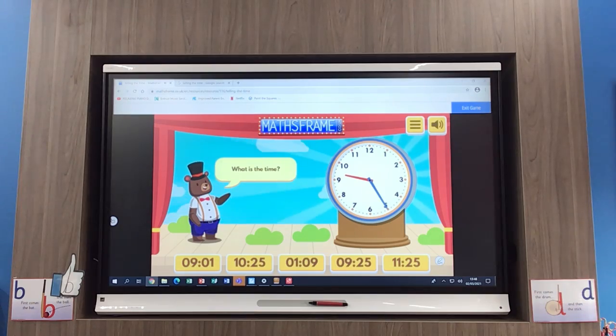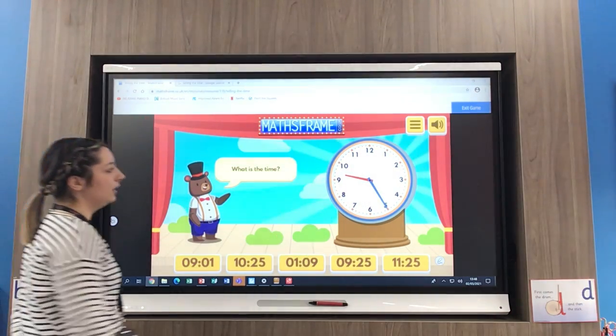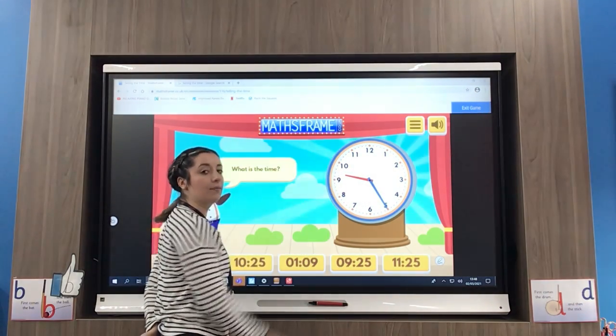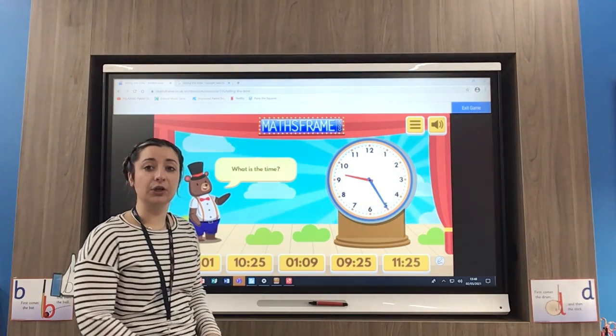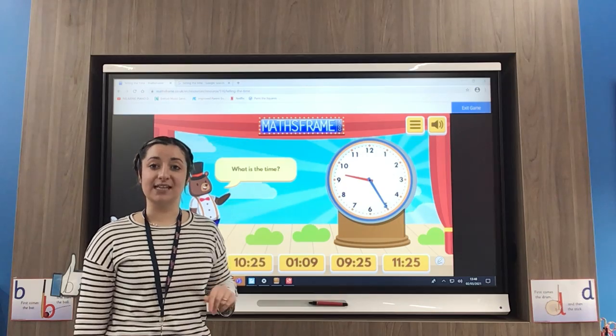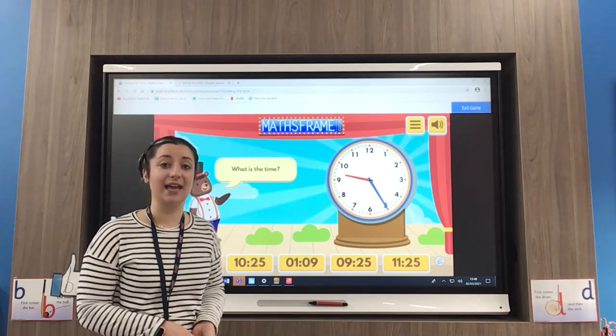So my hour hand, let's have a look at the hour hand. It's not quite got to 10, it's just gone past 9. So we are still in the 9th hour. We need to have a look at my minute hand now to see how many minutes past 9 I am.